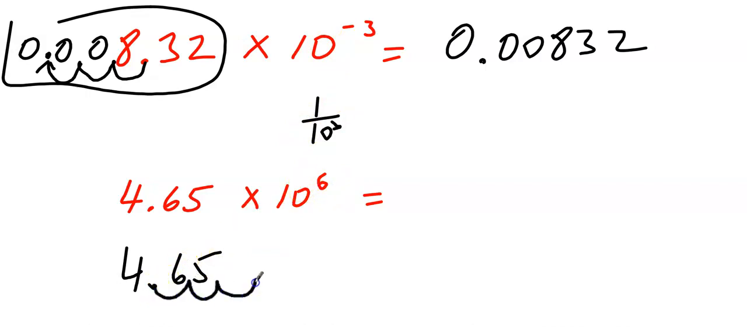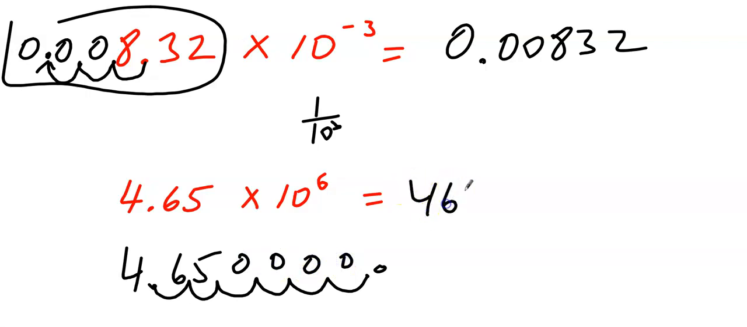1, 2, 3, 4, 5, 6. Drop 0, 0, 0, 0. So 4, 6, 5. How many zeros? 1, 2, 3, 4. Comma here. So we have 4,650,000.